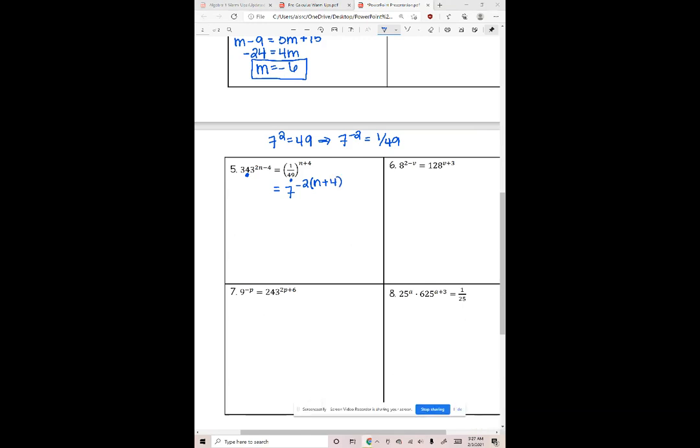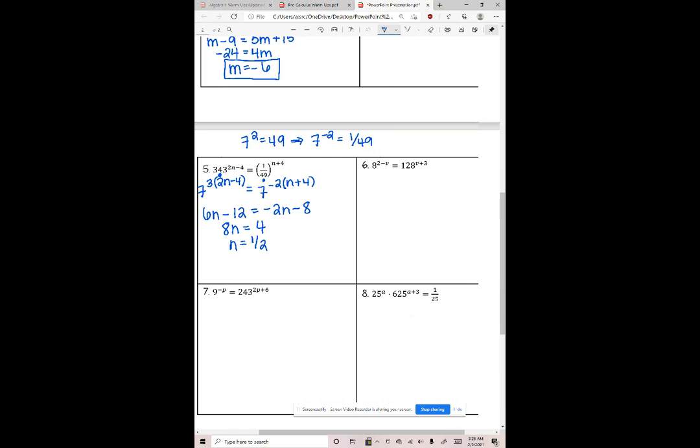All right. Now, 343. How do I get that to this? 7 to what power is 343? So 7, 49, 343. So this is 7 cubed times 2n minus 4. Same base. Once you have that same base, set your exponents equal to each other. So 6n minus 12 equals negative 2n minus 8. Add 2n to both sides. Add 12 to both sides. And divide. So now I have n equals 1/2, and plug that in to make sure that that works.